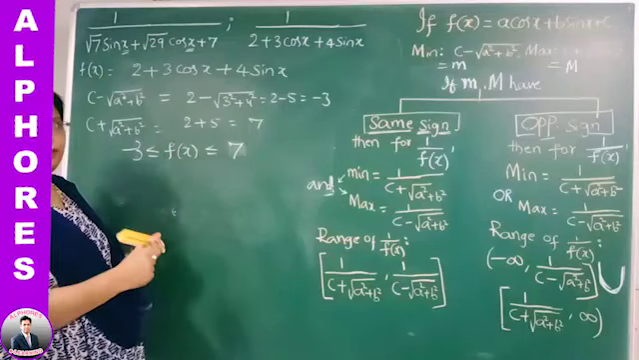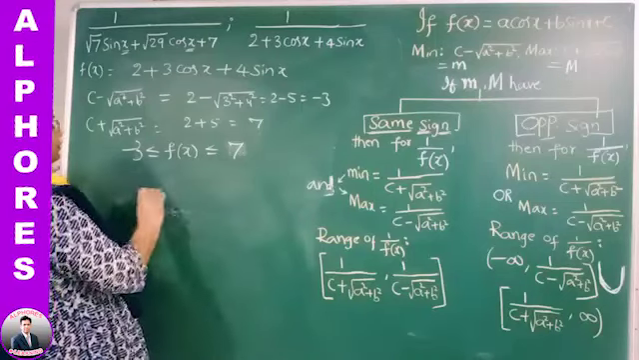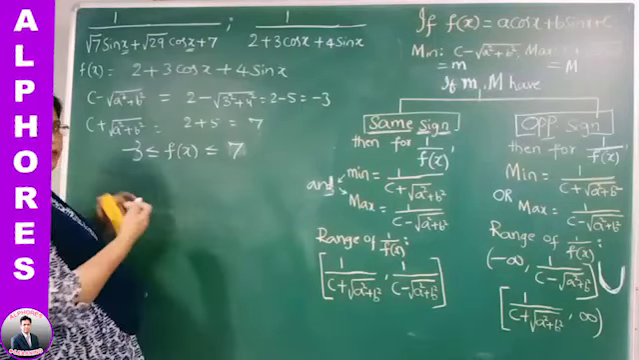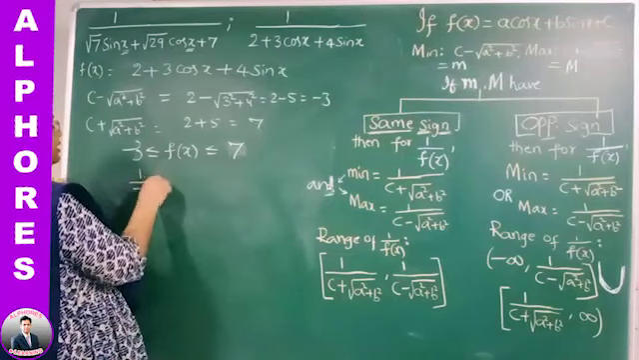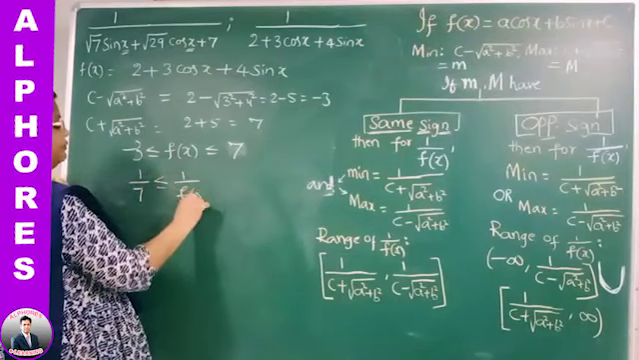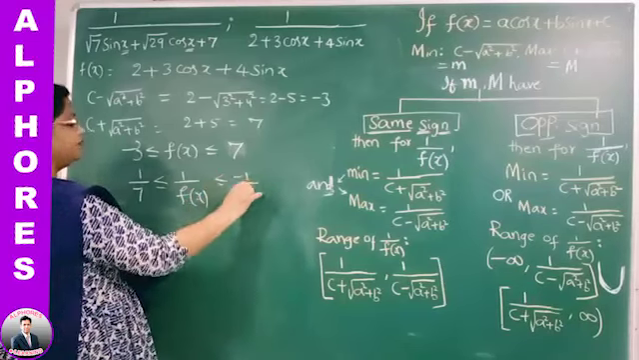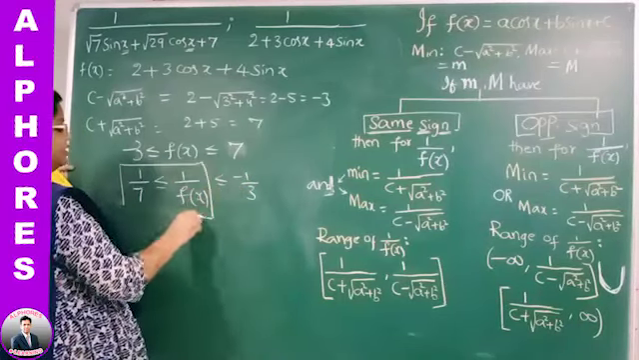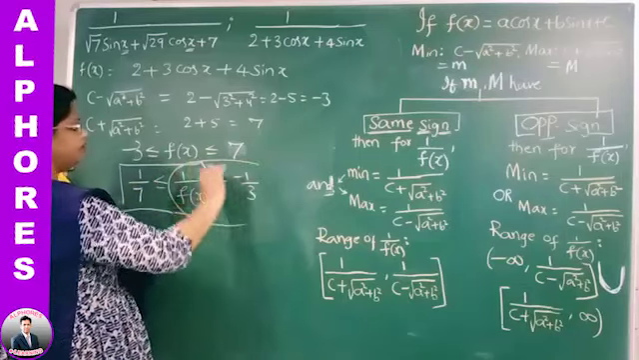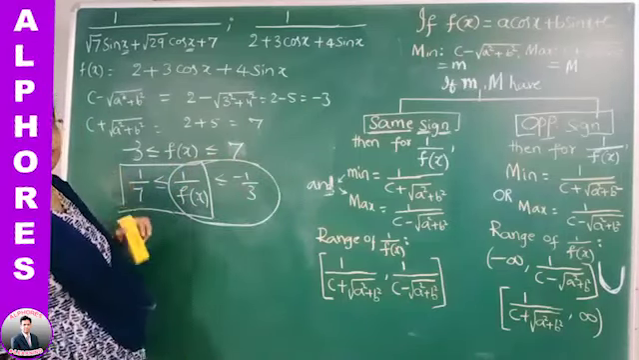Either the minimum you can obtain or the maximum you can obtain. Therefore, what is the value? If at all you have any confusion, just write it in this way: 1 by 7 is less than or equal to 1 by f of x, which is less than or equal to minus 1 by 3. Now you are supposed to take either this case or which one? This case, any one of the cases.